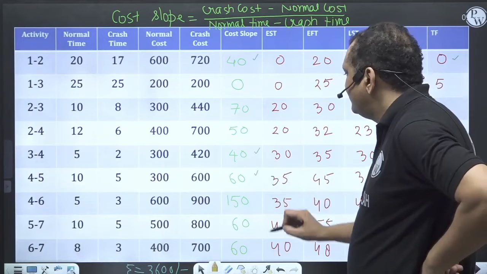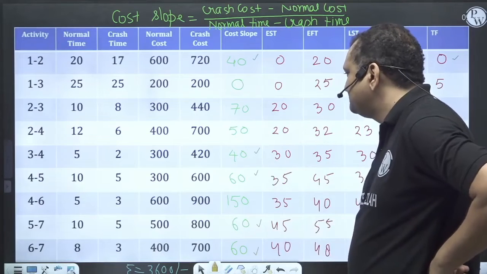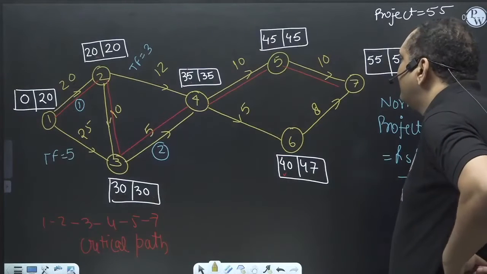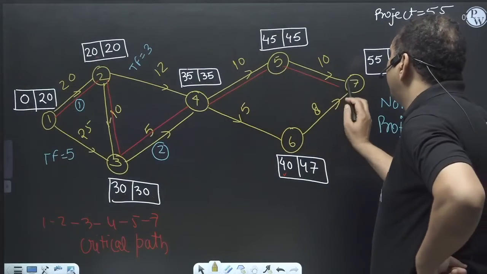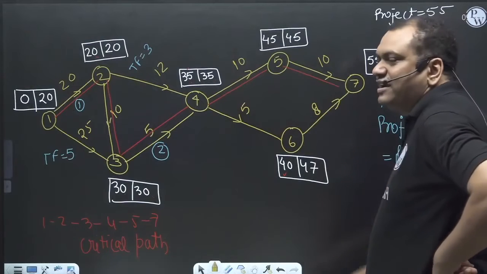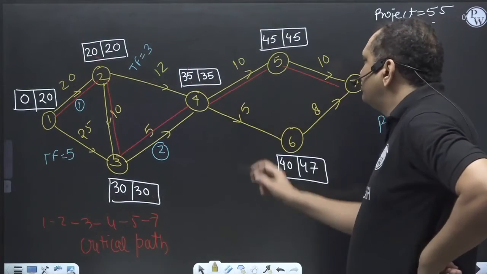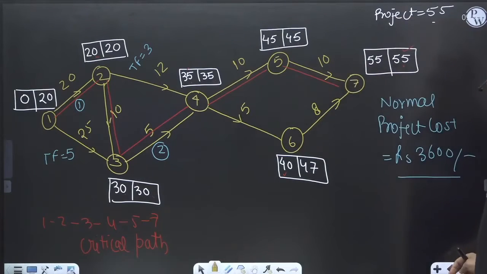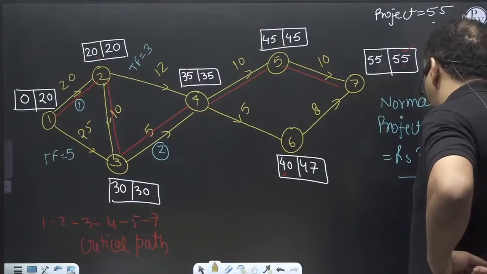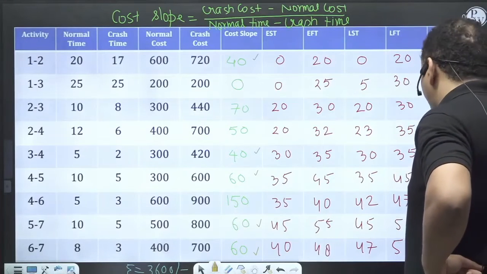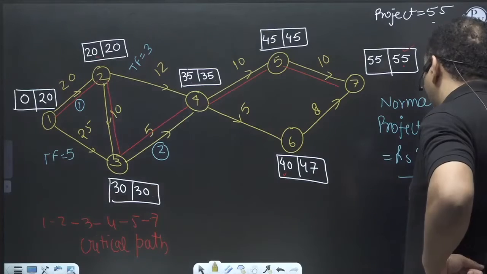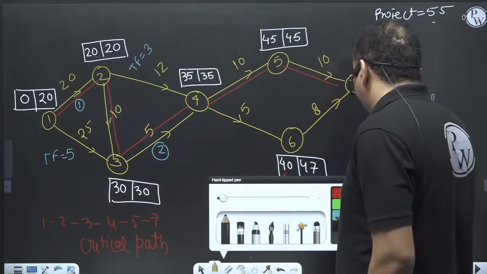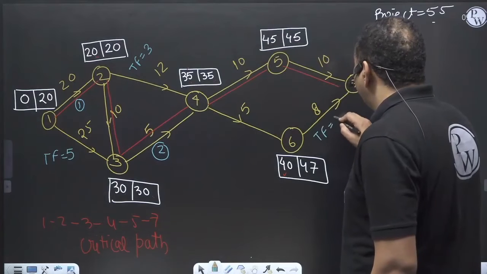The next higher are 60, 60, 60: 4 to 5, 5 to 7, 6 to 7. 6 to 7 is not critical, so I will not use it. So 4 to 5 and 5 to 7. See the total float on 4 to 6, 6 to 7. Total float is 7.